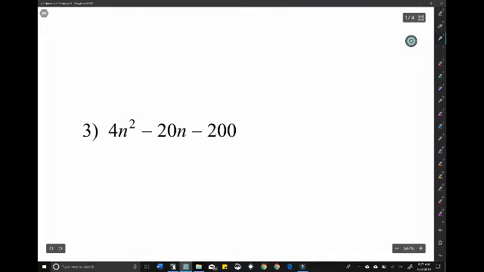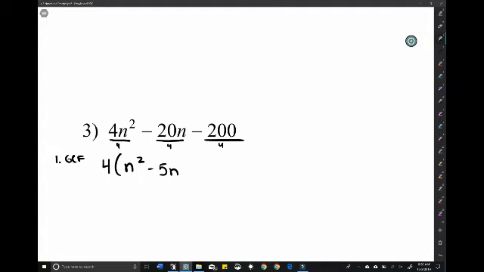4n squared minus 20n minus 200. First step here is, if you see bigger numbers, let's remove that greatest common factor. They each share 4. So if we remove a common factor of 4, that leaves us with n squared, 20 divided by 4 is negative 5, 200 divided by 4 is negative 50.